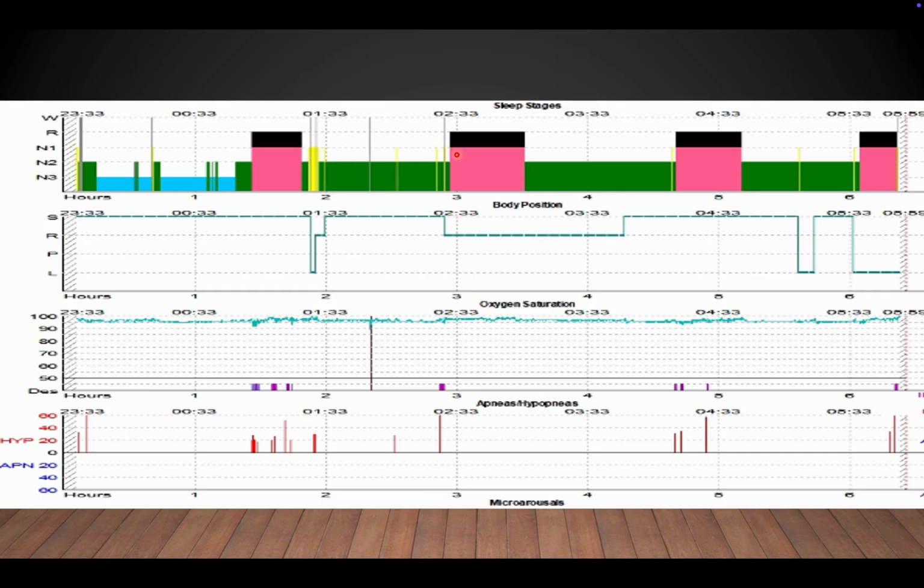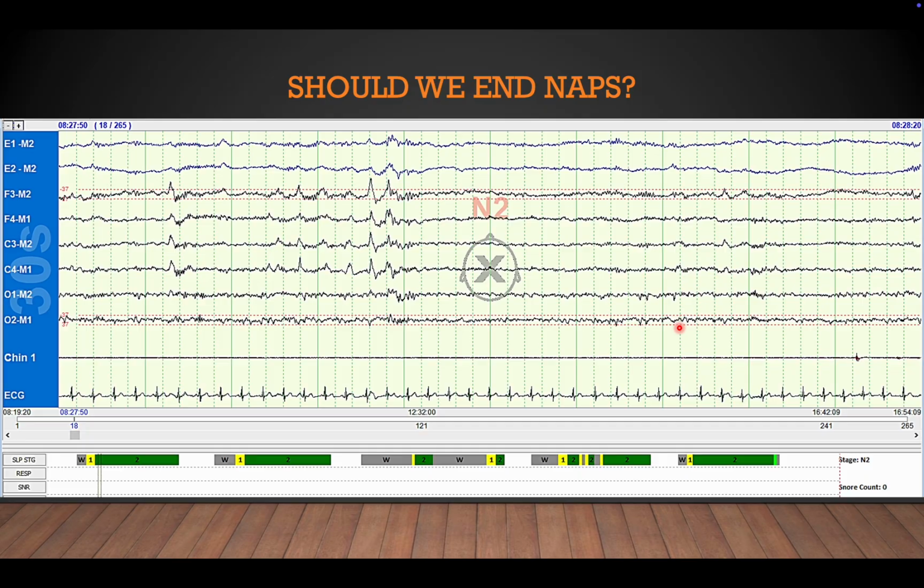This patient had almost 30 percent or more REM sleep with very minimal interruptions; these gray areas are the wakes, so sleep efficiency is almost 97 or 98 percent. There are no significant respiratory problems, and we did MSLT. The patient was like this.